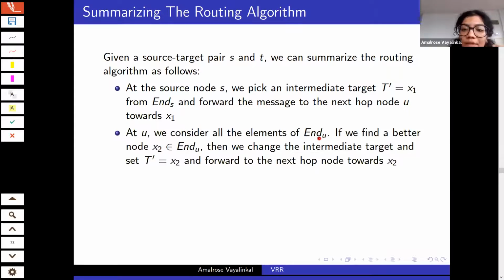At U, we consider all the elements of N U. If we find a better node X2 in N U, then we can change the intermediate target and set T prime equals X2 and forward to the next hop towards X2.